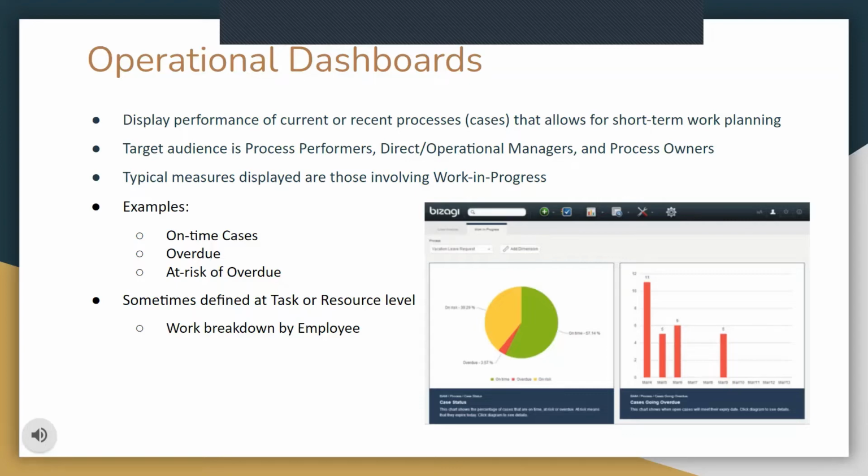And these are sometimes defined at the task or the resource level. So it can be broken down. For example, that pie chart on the right, it can show how many items employee A has left to do, how much they have accomplished that day, or how much a whole team has to do.